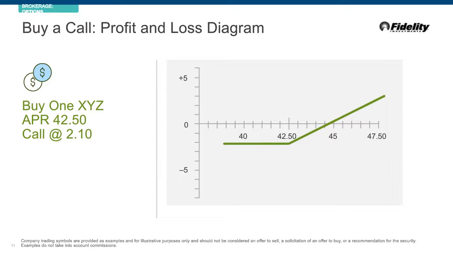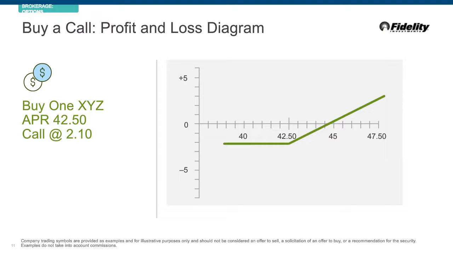And if we were to extend that line to the left, it would go further and further and further. Now, at stock prices above the strike price, so above $42.50 a share, you'll notice we have decreasing levels of loss until we get to that break-even point, $44.60. And then we start having increasing levels of profit above that point.